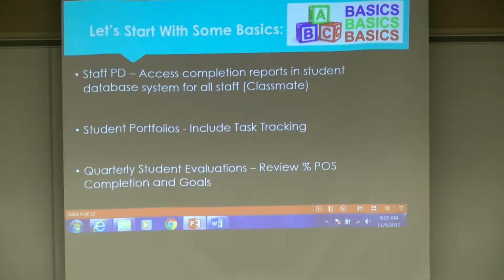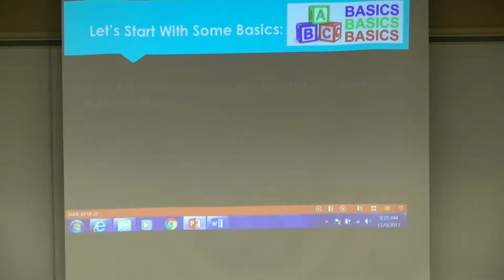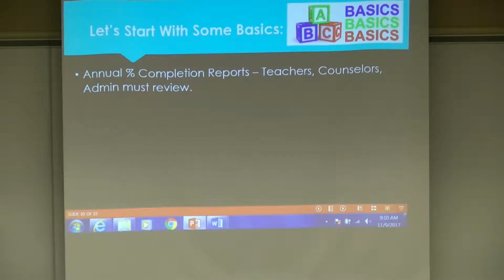How are their grades? Talk to the students about their goals. Some other basic things is to look at some annual percentage of completion reports. As administrators, we should be pulling those annual percentage completion reports and looking at it by program. Are there trends within programs? Are we seeing low percentage of completion within a specific program? And if so, let's talk to those teachers.